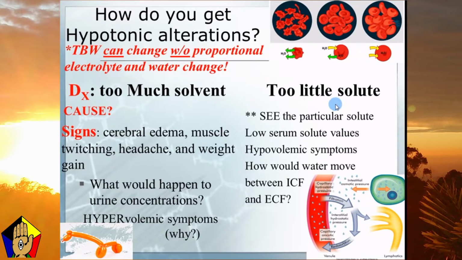Right? So when you look at the measurements, and I put C, the particular solute, because in the next video we're going to talk about specific solutes like sodium. But it doesn't have to be sodium all the time. It could be other things. It could be like sugars. Right? But when you take measurements, they're going to have low serum solute of whatever that is. Okay? They have hypovolemic symptoms because they're starting to urinate things off.